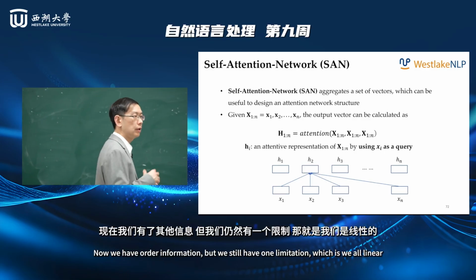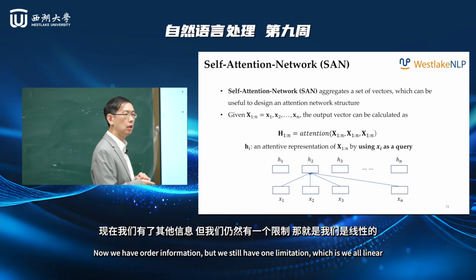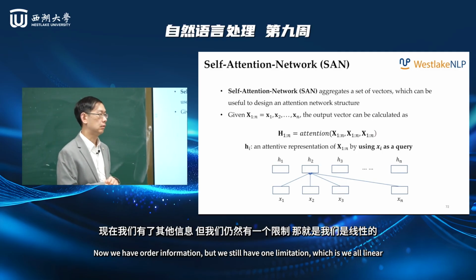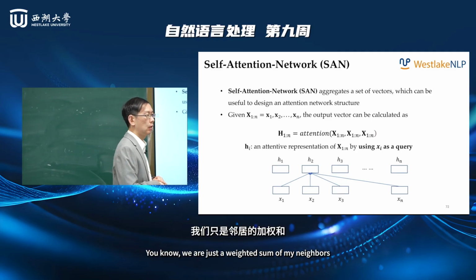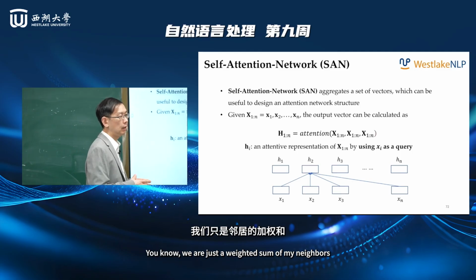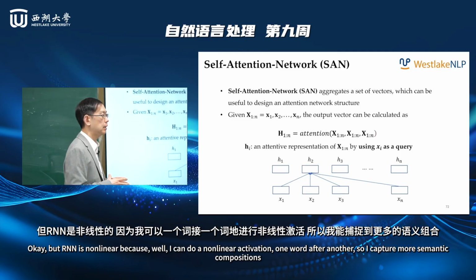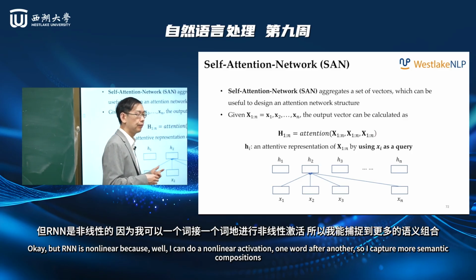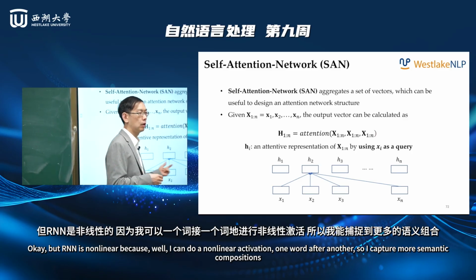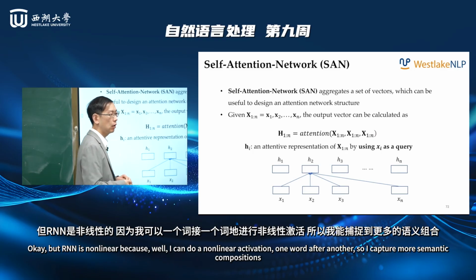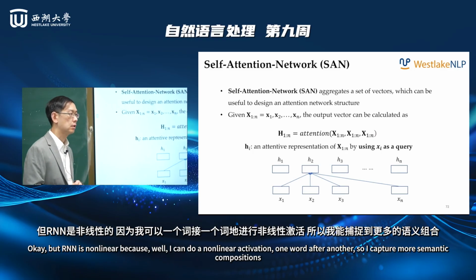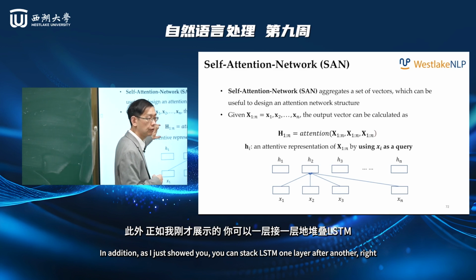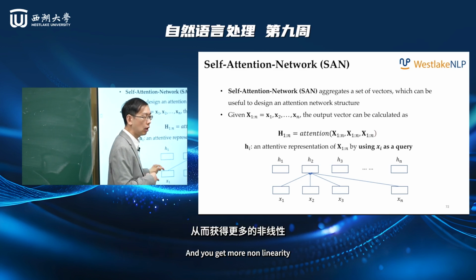Now we have order information, but we still have one limitation, which is that we're linear. We are just a weighted sum of my neighbors. But RNN is nonlinear because I can do nonlinear activation one word after another. So I capture more semantic compositions. In addition, as I just showed you, you can stack LSTM one layer after another, and you get more nonlinearity.